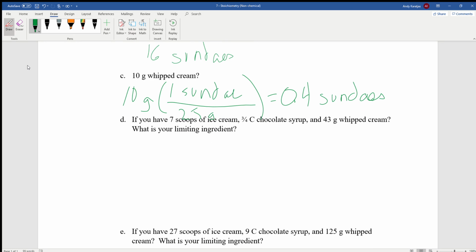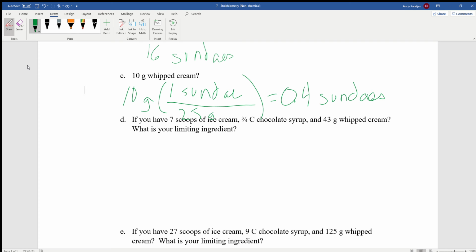All right, part D now is starting to move even more towards what we're going to be doing with some of our chemical reactions. So here's a situation that says we have specific amounts of each of our starting materials. So we have a specific amount of ice cream, a specific amount of chocolate syrup, and a specific amount of whipped cream. So what are we limited by?